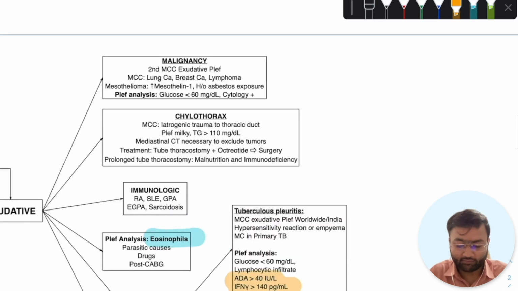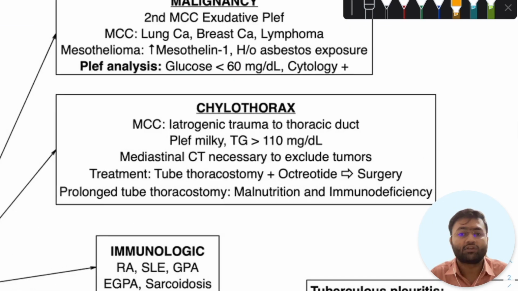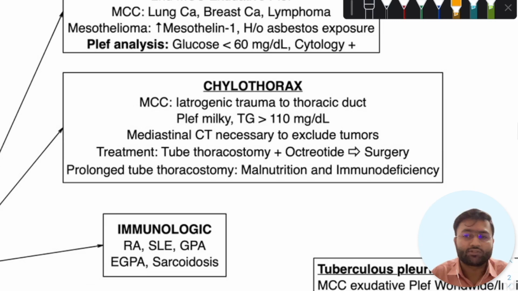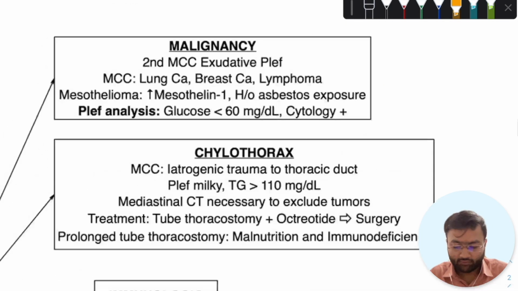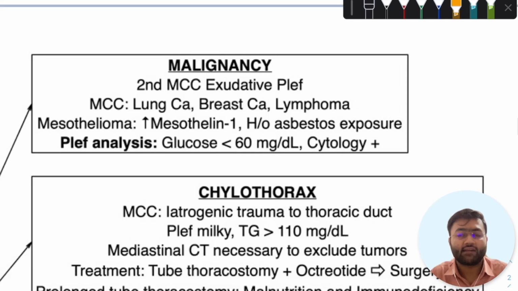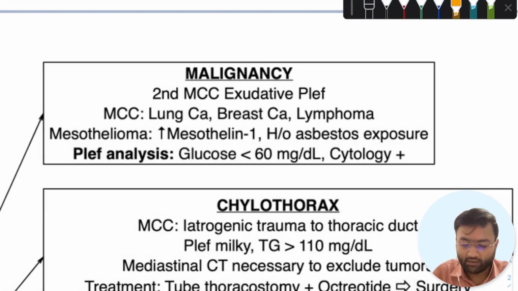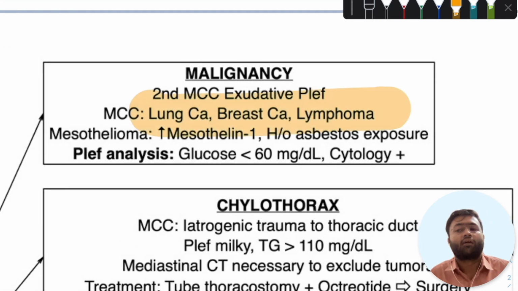Next is looking at the immunologic etiologies. That includes RA, SLE, granulomatosis with polyangiitis, EGPA or sarcoidosis. Then we have malignancy. Malignancy is the second most common cause of exudative pleural effusion. The most common causes include lung cancer, breast cancer, and lymphoma.